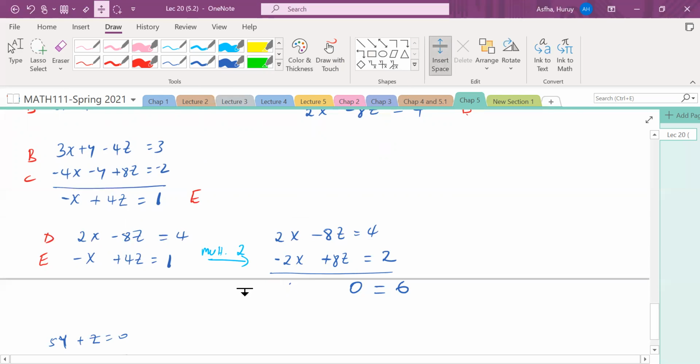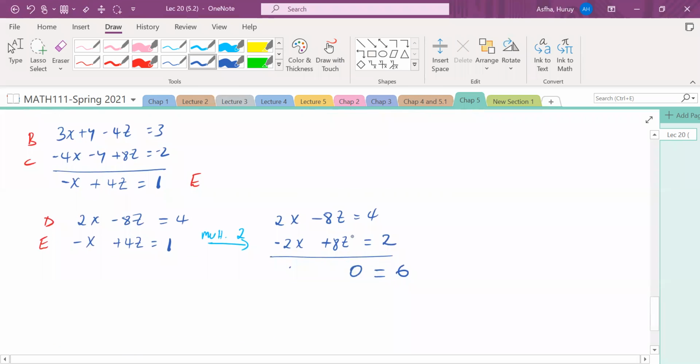And what does this say? What does this tell us? Well, we learned from the system of linear equations in two variables that if we end up with one number equal to a different number, then that means this system of linear equations doesn't have a solution. Okay, so this system of linear equations doesn't have a solution.